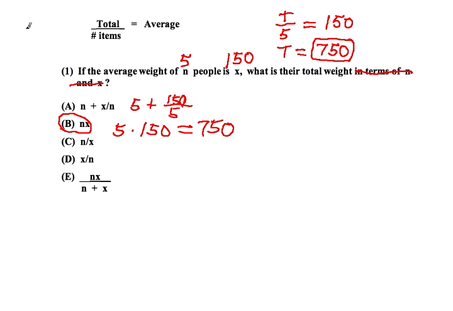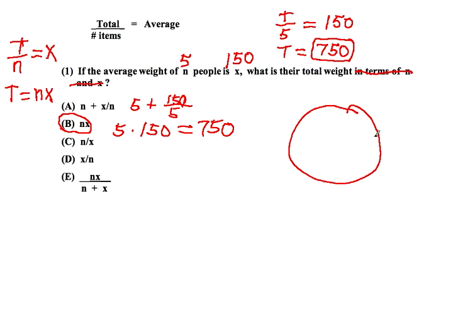And if you solved it algebraically, it would be t over n is equal to x. Multiply both sides by n to get t by itself. t is equal to nx. And if you did it by the average pie, so this would be t, n and x. So if we're looking for t, if you put your finger over that, it tells you multiply n times x.